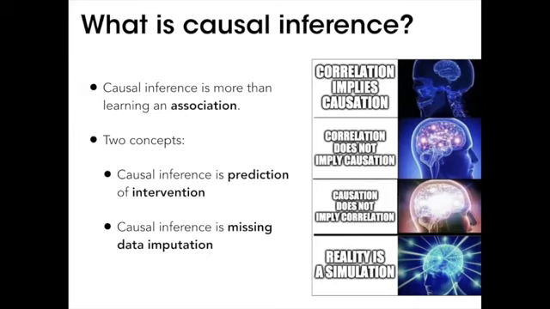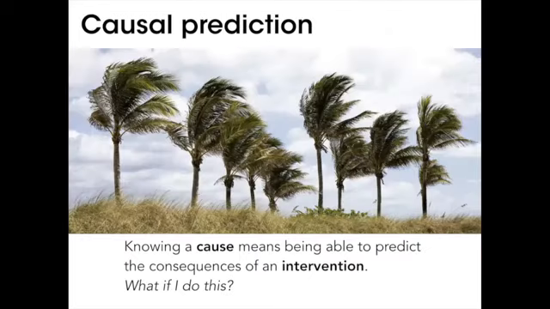And then there's the retrograde view, if you will. I prefer to call it the explanatory view. Causal inference is about the imputation of missing observations, things that could have happened, but we didn't observe. So let me spend one slide on each of these just to get your imagination going here.